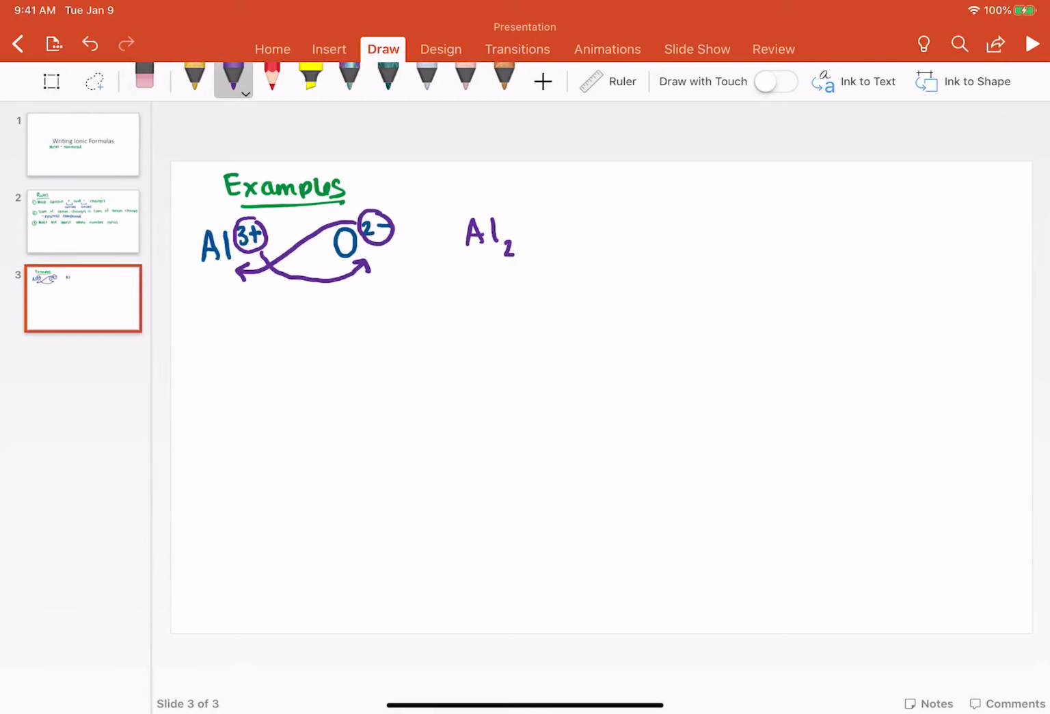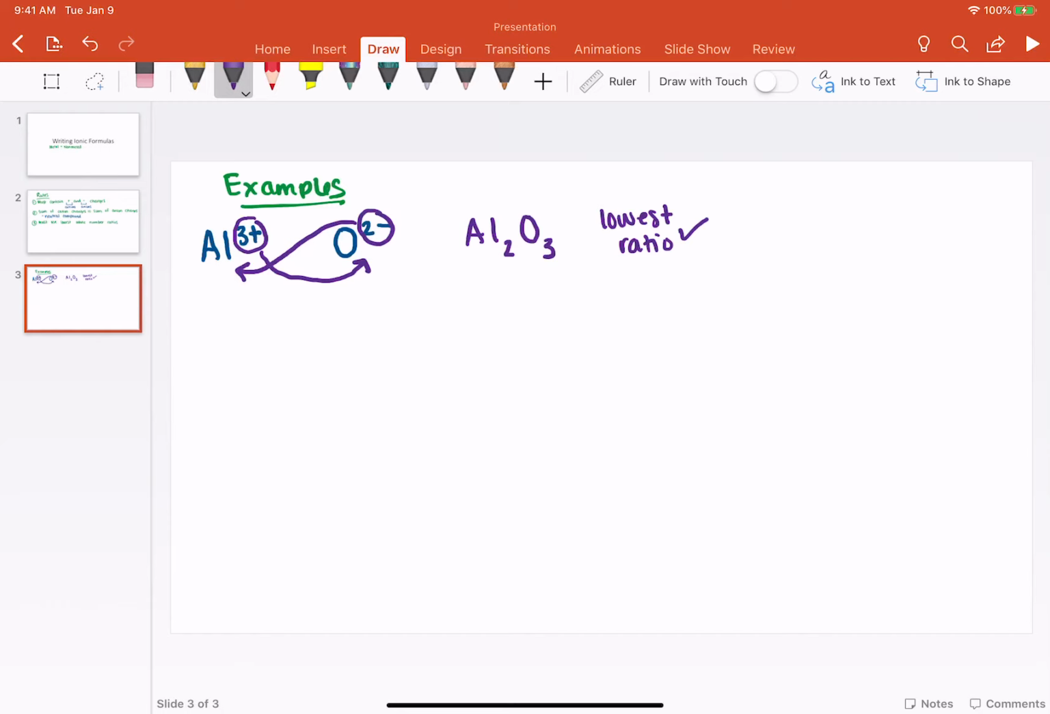So we end up with Al2O3. So that 3 went down as a subscript to the O, and then the 2 went down as a subscript to the Al. And then we want to check, is that the lowest whole number ratio? Can these be simplified anymore? It is the lowest whole number ratio. So we can move on.